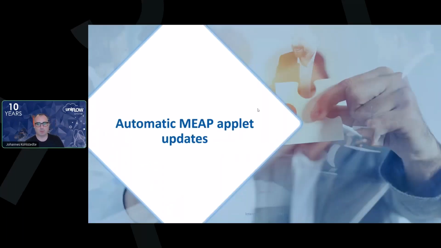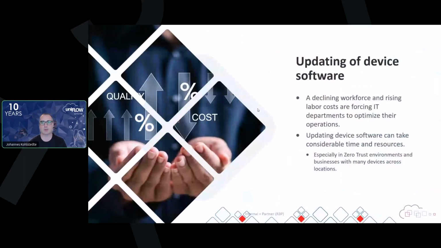What do we add with the latest release? The latest release is basically completing the story of the management of MEAP updates, in this case the automatic updates. So why update software via uniFLOW Online for your devices? Well, of course, IT departments are under cost pressure, but also under pressure for staff and their time sharing. They have more and more responsibility, but don't get more people.